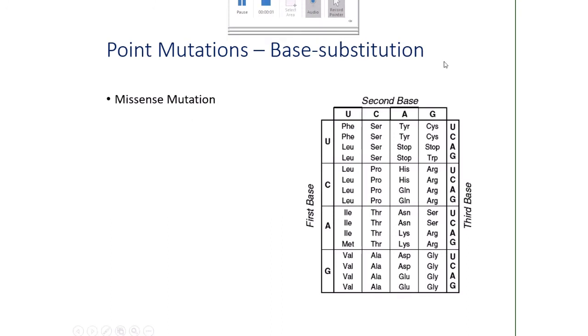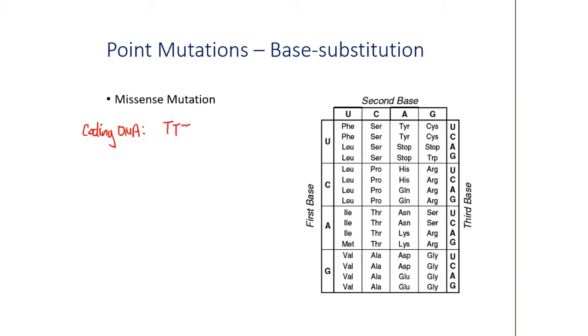The next kind of mutation is called a missense mutation. So let's look at our coding DNA again. Let's say the original coding DNA is going to be TTT again, okay? Which means when you do transcription, your mRNA is going to become UUU. Remember, the mRNA is exactly the same as the coding DNA, with the exception that T will be replaced by uracil. So when you do translation, the protein that is coded by UUU would be PHE.